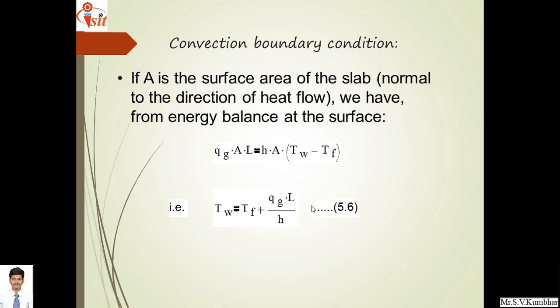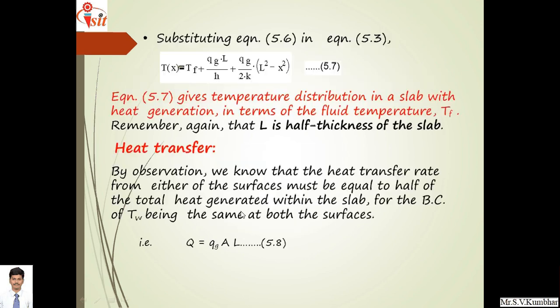So if A is the surface area of the slab normal to the direction of heat flow, we can write qg A L, which is equal to h A (Tw minus Tf). Now from this we can write the value for Tw. Tw is equal to, Tf is taken to the right hand side, A will get cancelled, h is divided here. So Tw is equal to Tf plus qg L upon h. Substituting this equation, we will get Tx, that is the temperature at any distance x, is equal to Tf plus qg L upon h plus qg upon 2k into (L square minus x square). This equation gives the temperature distribution in a slab with heat generation in terms of the fluid temperature Tf. Remember, L is the half thickness of the slab.